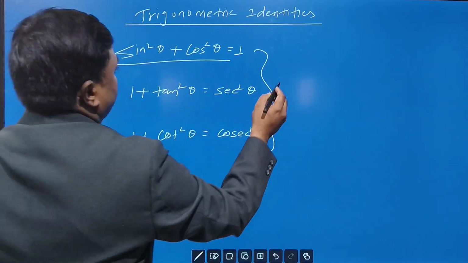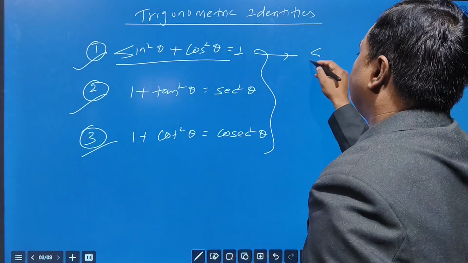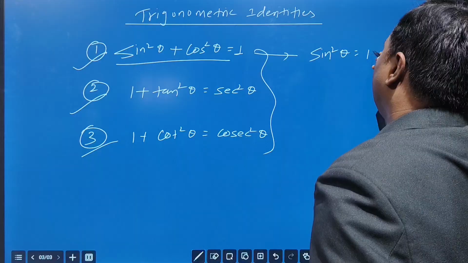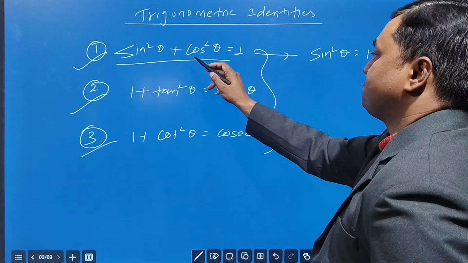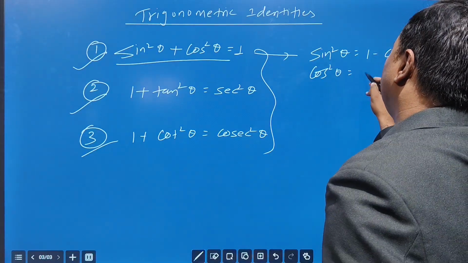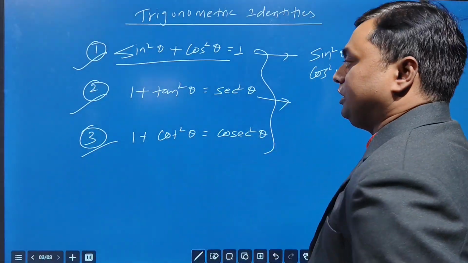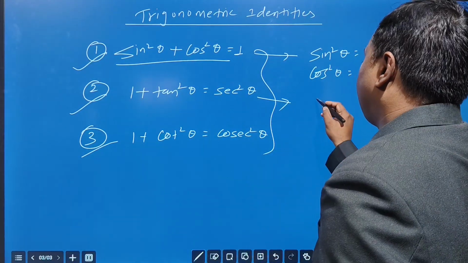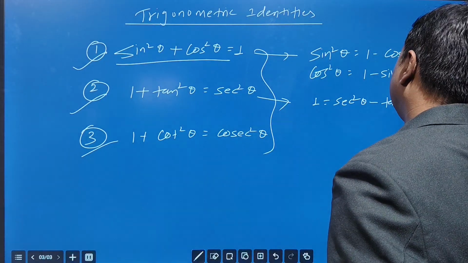From here we can derive some more. Like sin square theta plus cos square theta is 1, right? So we can write sin square theta is equal to 1 minus cos square theta. Or if you move sin square theta to the right hand side, what can we write? Cos square theta is equal to 1 minus sin square theta. Similarly, from this we can derive another 2. What can we derive? 1 is equal to secant square theta minus tan square theta.